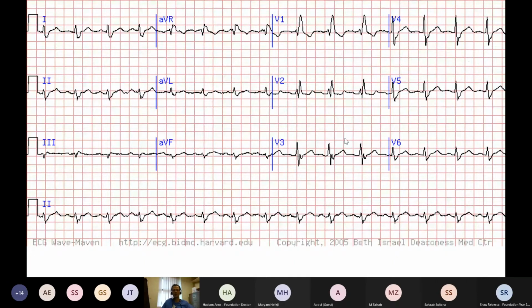So having looked at the QRS complexes, the next thing along is to have a look at the axis. So is this a normal axis or not? What do I mean by is it a normal axis or not? Does anybody want to say, is this normal axis, left axis, or right axis deviation? Left axis deviation, very good, Will.